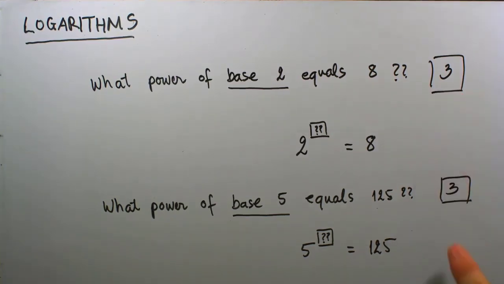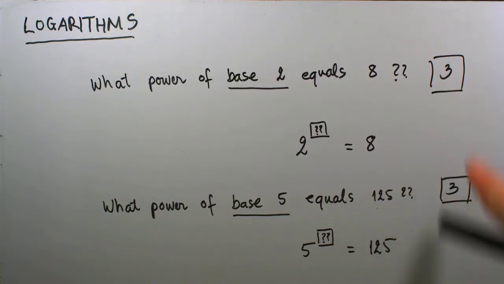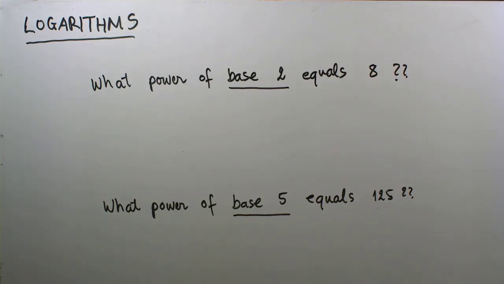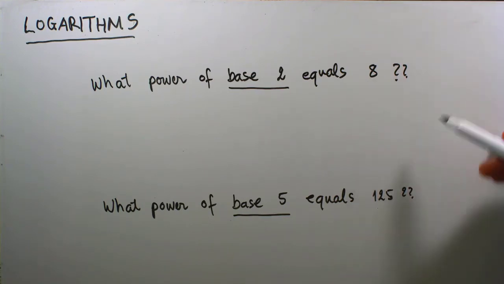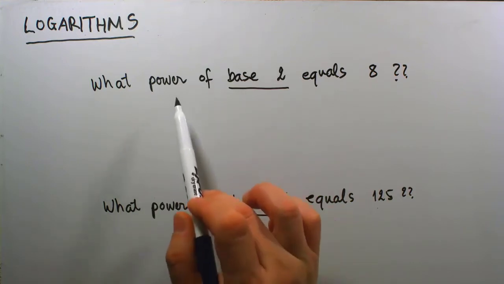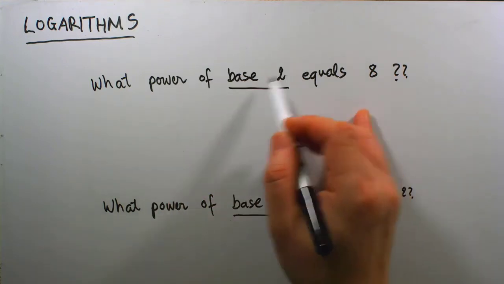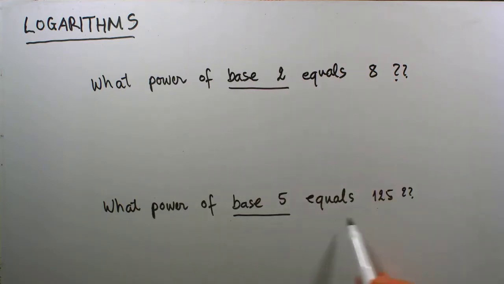It happens to be 2 questions where I ran into the same answer, 3, but really I have no specific intention for having equal answers throughout the 2 questions. So now back to the 2 questions themselves. I'm no longer talking about finding the answers, but I'm looking at the structure of the questions. Both of these questions share the same structure. We're looking for the power of the given base. What power of base 2 equals 8? What power of base 5 equals 125?